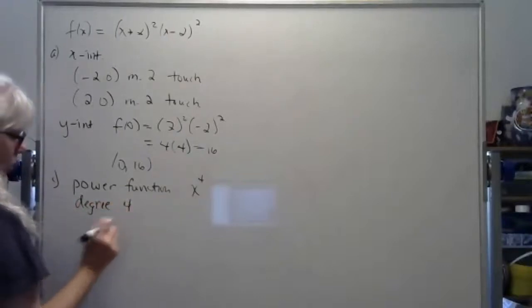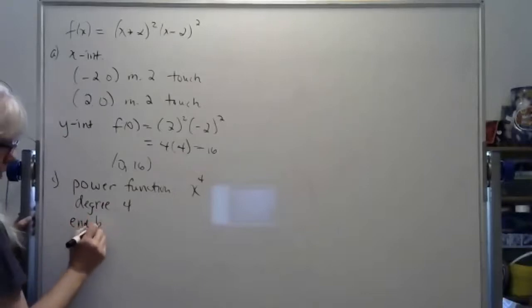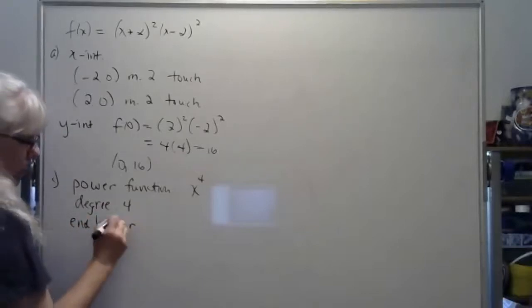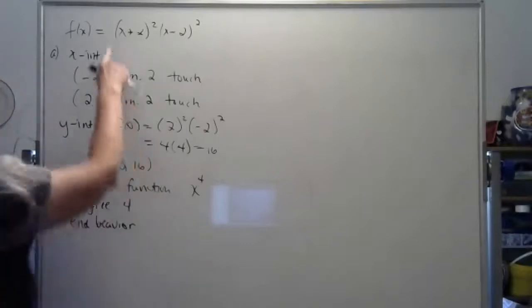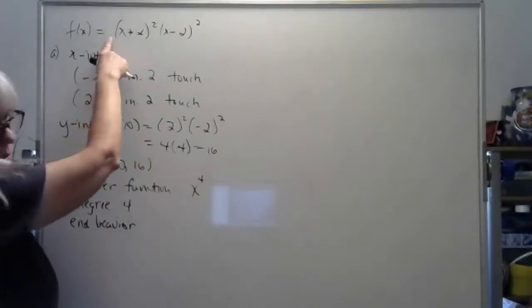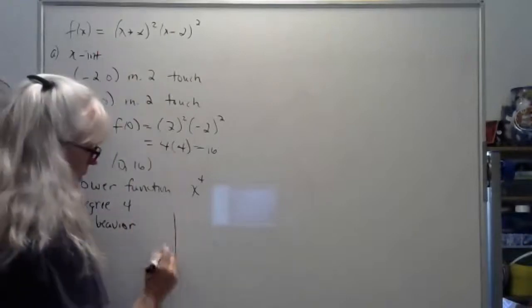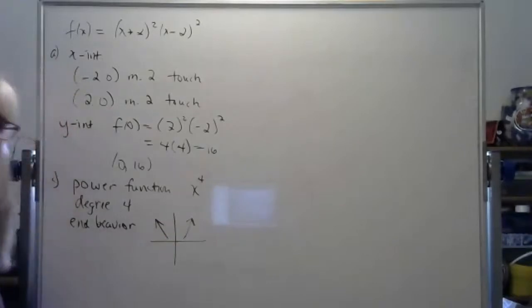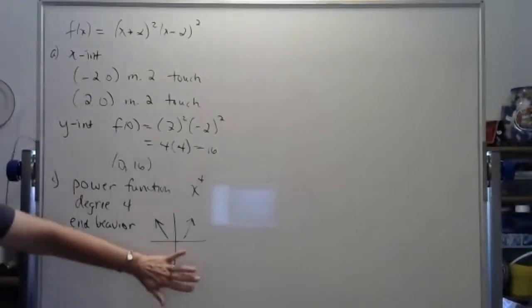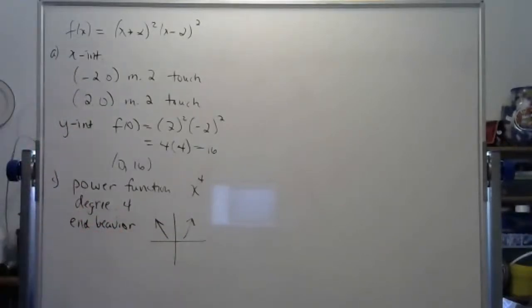So the degree is 4, and now we can talk about the end behavior. So I go back to my little chart from yesterday. It's an even power function, and the leading coefficient is positive because there's a positive 1 sitting out in front of it. So that tells me that it's going to start above and it's going to end above. So when I'm all done, my graph will look like this on the ends, and that's the end behavior.